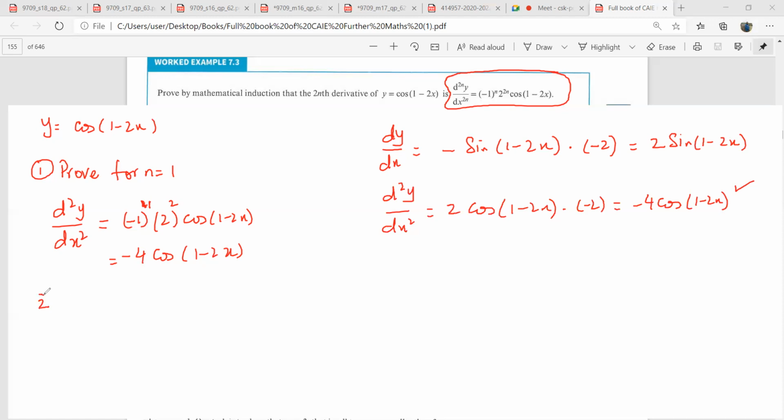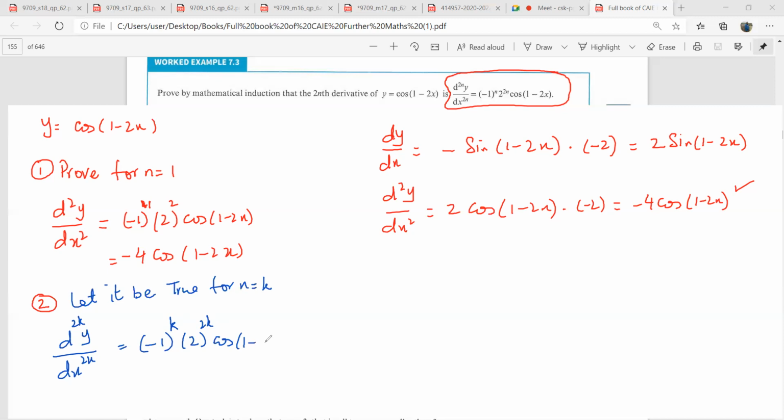Second step. Now we shall assume, let it be true for n equal to k. So what we have here now is d raised to power 2k y over dx to k, and that is equal to minus 1 raised to power k and 2 raised to power 2k, and this is cos 1 minus 2x. Now in the third step, we have to prove this is true for, I'm going to cover this area here because I don't need this.